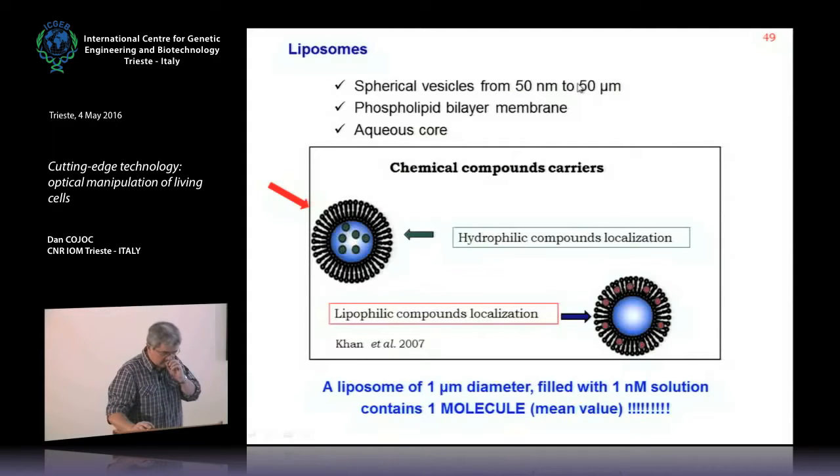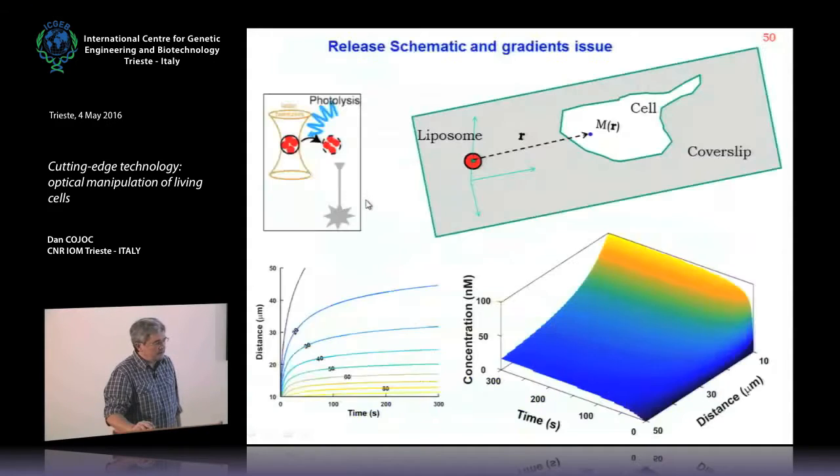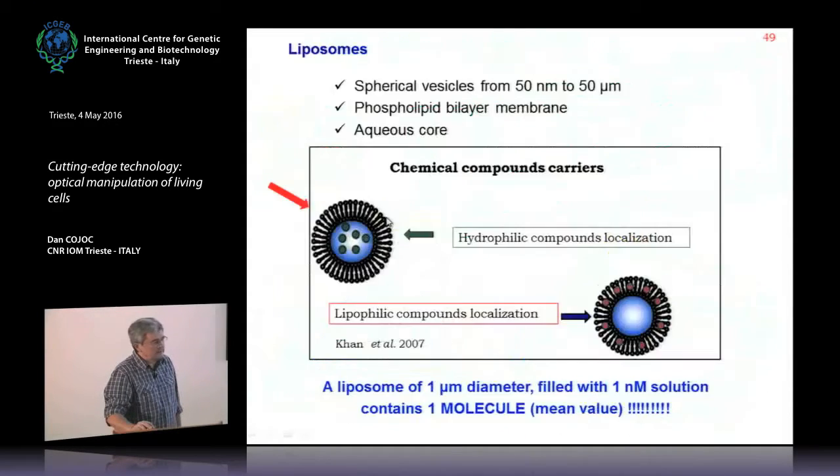Liposomes is a term more for 100 nanometer and small vesicles. They have a phospholipid bilayer membrane, and they have an aqueous core. So we speak about this vector, but we might consider also this situation, which is interesting. We do not apply it in our lab, but it is interesting.